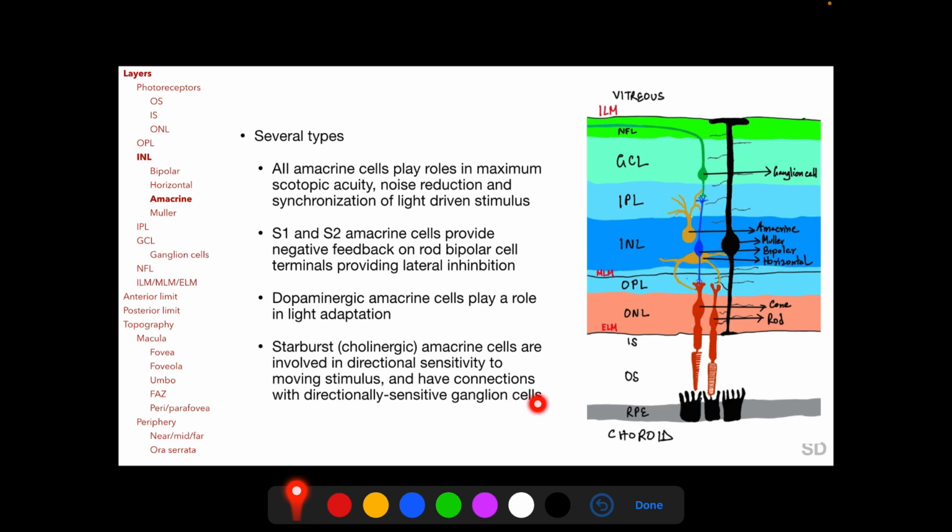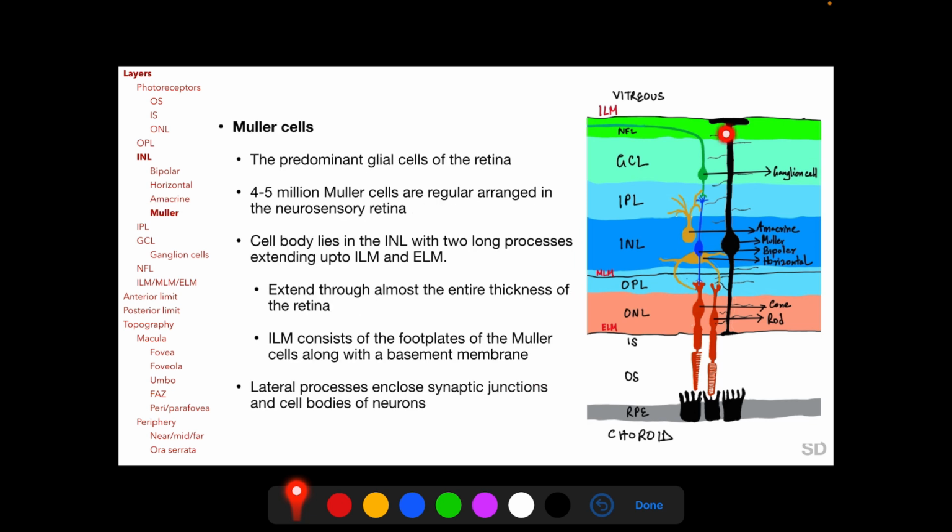The Muller cells are the predominant glial cells of the retina, and there are approximately 4 to 5 million Muller cells regularly arranged in the neurosensory retina. So there are approximately the same number of Muller cells as cones. The cell body of the Muller cells lies in the inner nuclear layer with two long processes extending up to the internal limiting membrane and the external limiting membrane. So the Muller cells extend through almost the entire thickness of the retina.